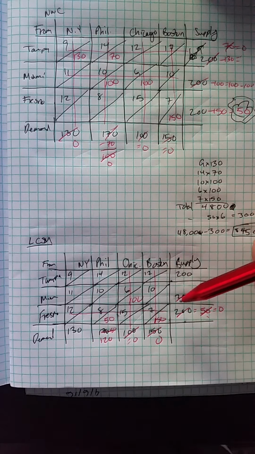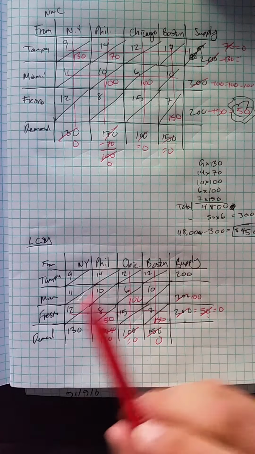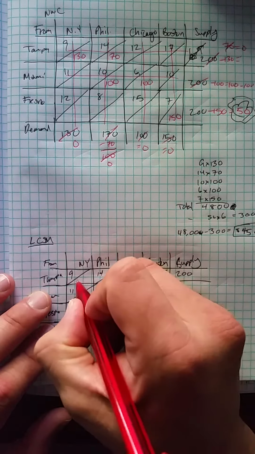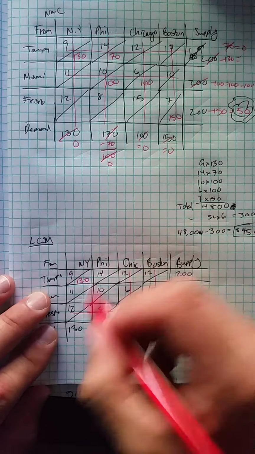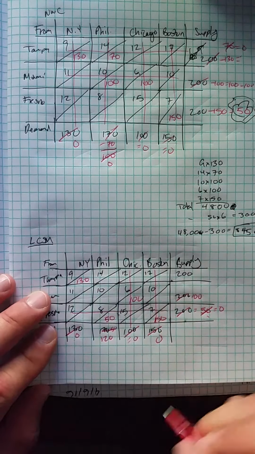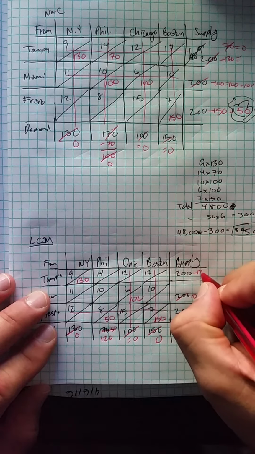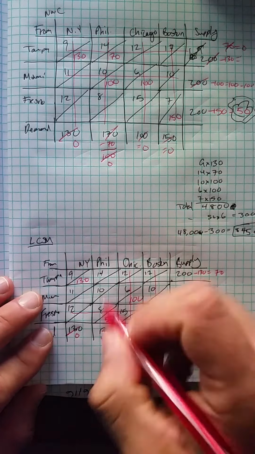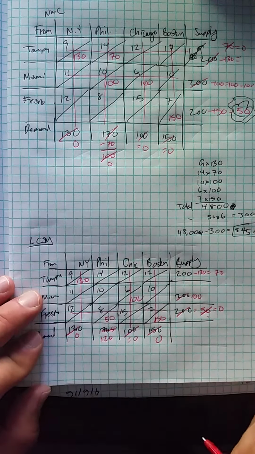And next, we're going to go ahead and look for another one, and it's going to be 9. So they need 130, so let's give them 130. So 130 is going to be 0 because they don't need any more. And then we subtract 130 here, and we have 70 left over. So this one's crossed out, they don't need any more.